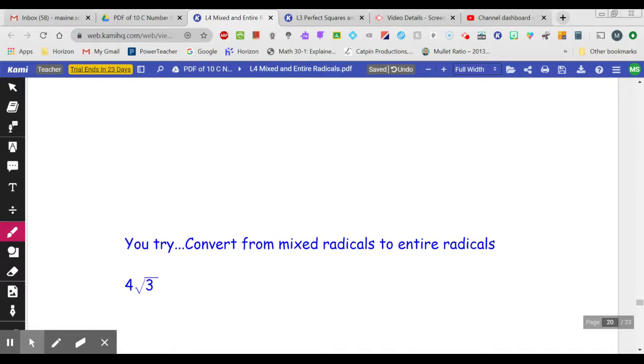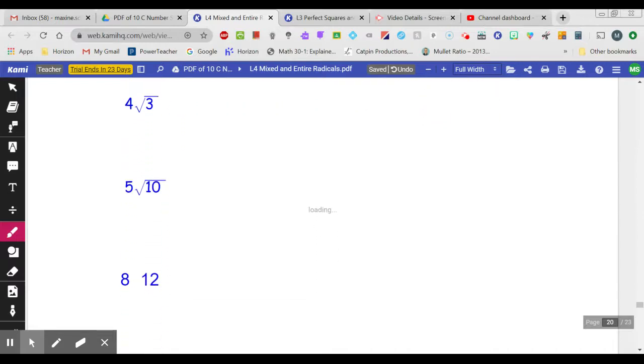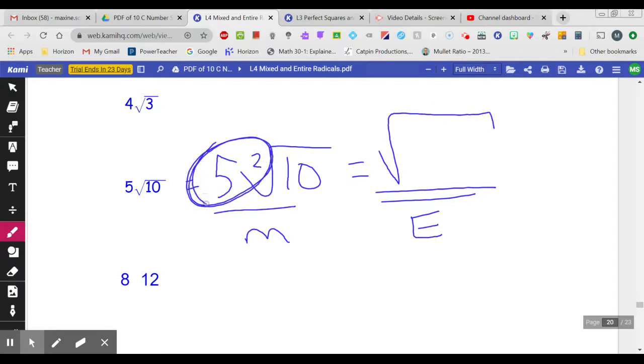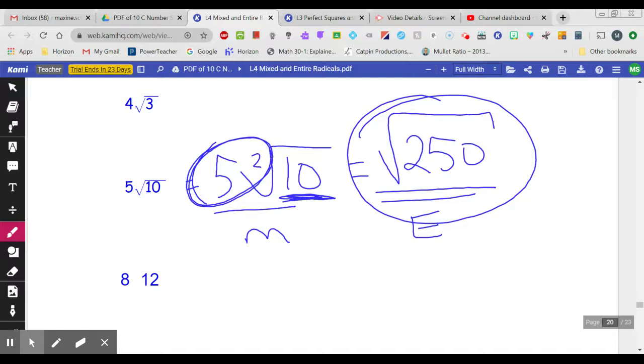So what about this one? Let's try 5 square root 10. Again, I'm just going to write it out bigger just to make it easier to see, and I'm going to put the 2 in for the square root. So that's the mixed radical. I need to write the answer as an entire radical. So I'm going to write my square root sign in. On my calculator, I'm going to go 5 squared times 10. And I get out 250. And that's it.